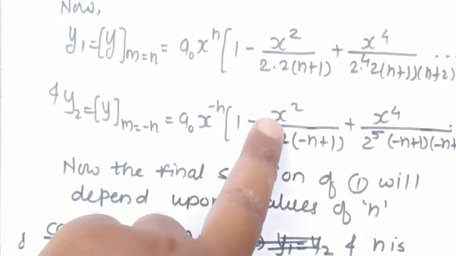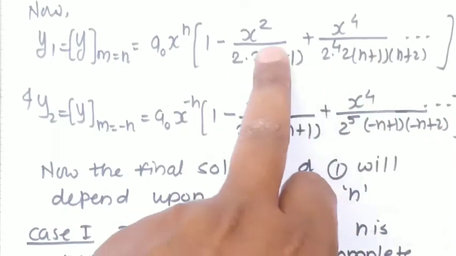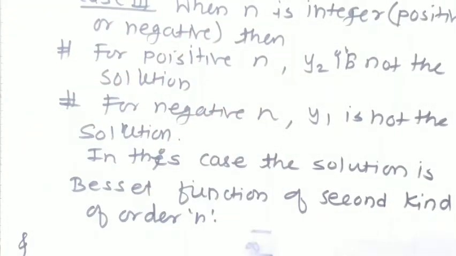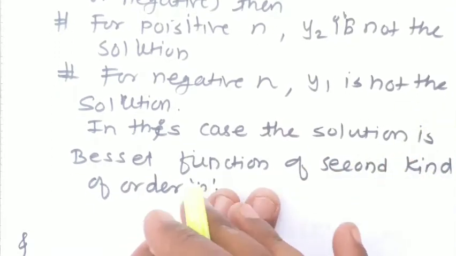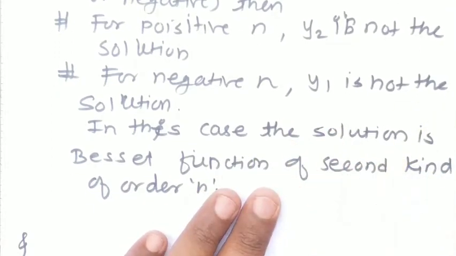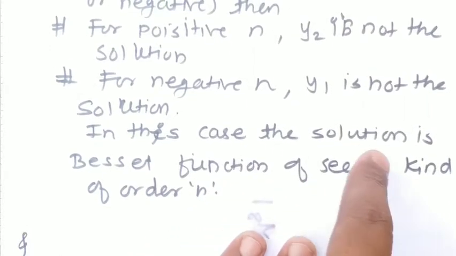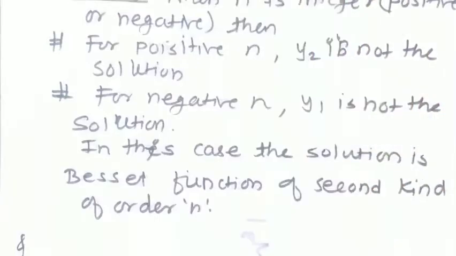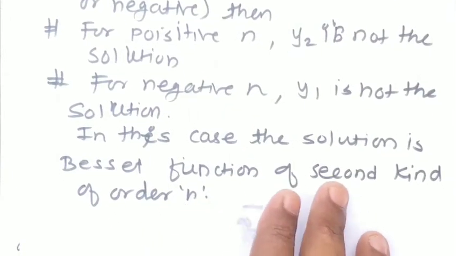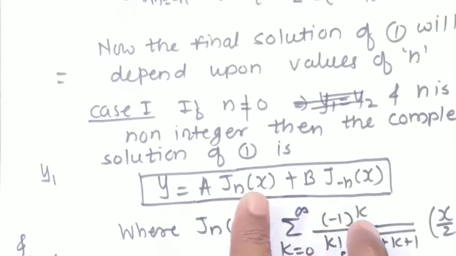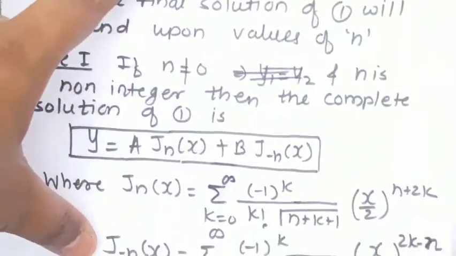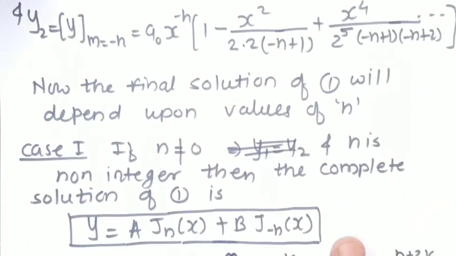And if n is negative, then y1 will not remain a solution because of the n plus 1 in the denominator. So whenever n is a positive or negative integer, we have another method to determine the solution, and we get the solution in this case as the Bessel function of second kind of order n. But this part is not included in our syllabus. We have only the Bessel function of first kind, that is, y equal to a J n x plus b J minus n x. So don't worry about the last case. We just have case number 1 for the Bessel equation in our syllabus.